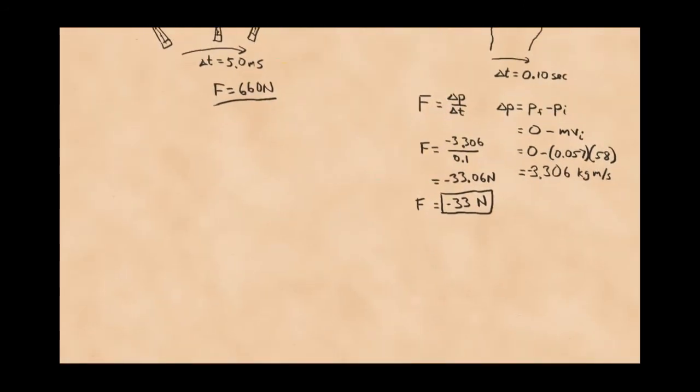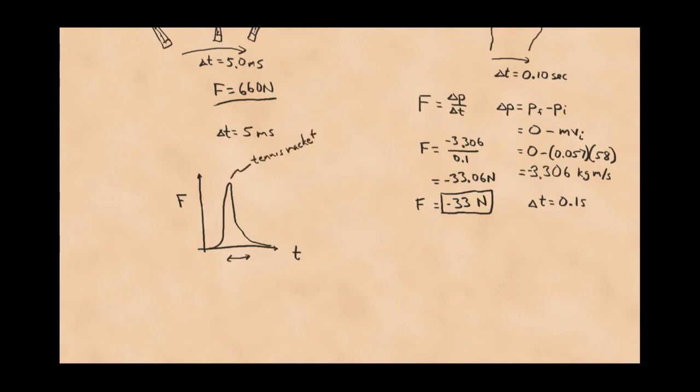The difference here is the time involved. If we take a look at the force as a function of time, what we'll see is that in the case of the racket acting on the ball, the force goes extremely high over a short amount of time, whereas the net produces a smaller force, but it lasts for a longer amount of time.